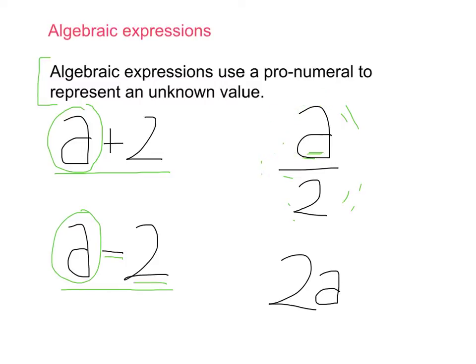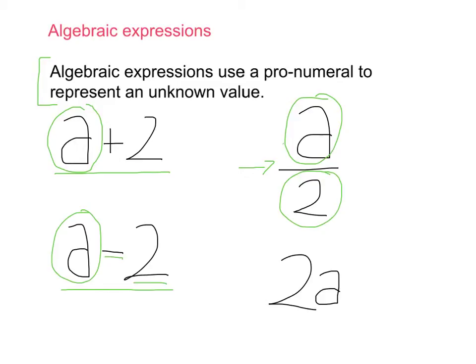Oh, it takes a while to rub out, doesn't it? Okay, so all I'm saying in this algebraic expression is an unknown value divided, which is what this line represents, by 2. Unknown value divided by 2. And then my final one looks a little bit funny. It says 2a, but it doesn't have an operation in it.